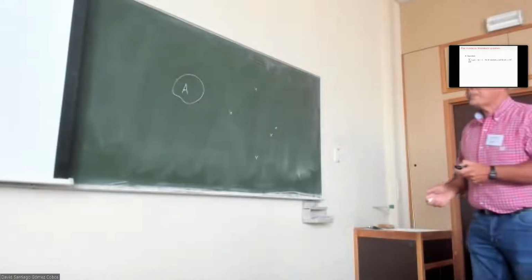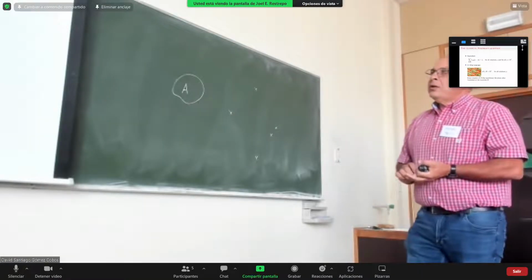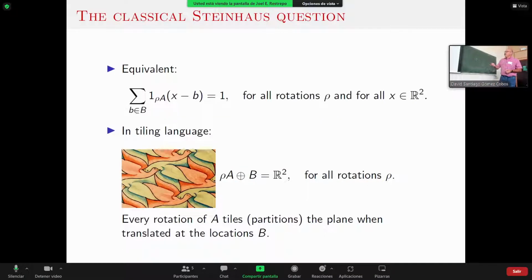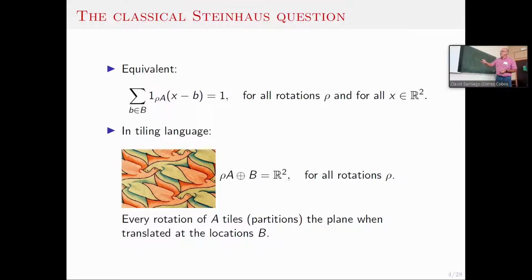Okay? That's exactly what I just said. So the set rho A translated by B gives you a tiling of the plane at level 1. This shorthand notation is a so-called direct sum, so everything is represented exactly once as a sum from here and there, and that's going to be our square.